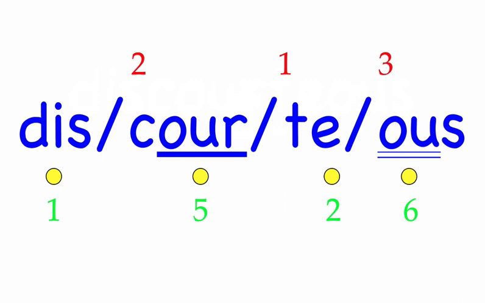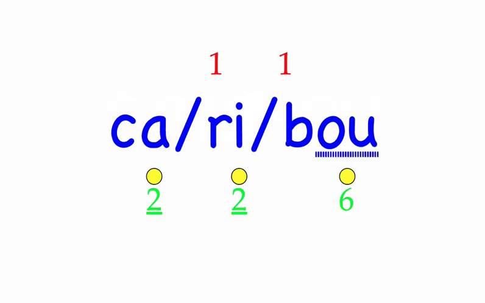Row 7. Caribou. The caribou herd consists of thousands of animals. Caribou. 3 syllables. First syllable, ca, 2 sounds. K, a. Ri, 2 sounds. R, I. Boo, 2 sounds. B, oo. Caribou. Mark the word. Caribou.